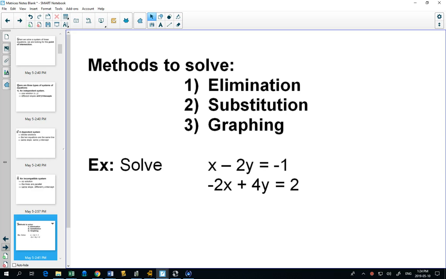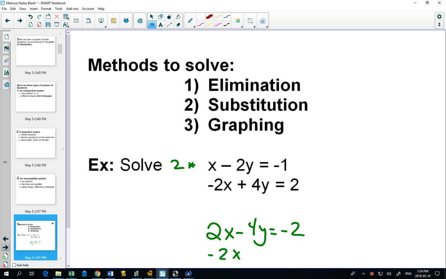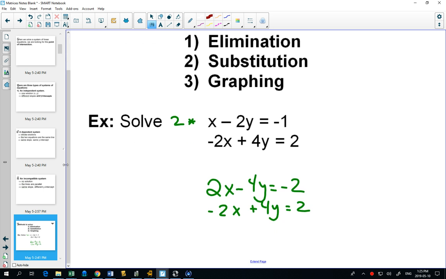Ooh, I like this one. Okay? If we start off with elimination, I could multiply the first equation by 2 to get my coefficients in front of x to match up. If I multiplied my first equation, everything by 2, I would get 2x minus 4y equals negative 2. And my second equation is still negative 2x plus 4y equals 2. And I add them up.